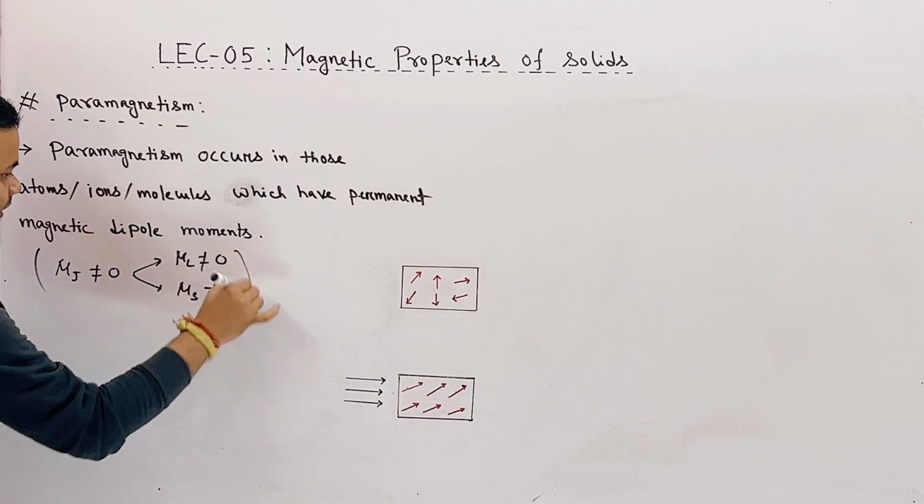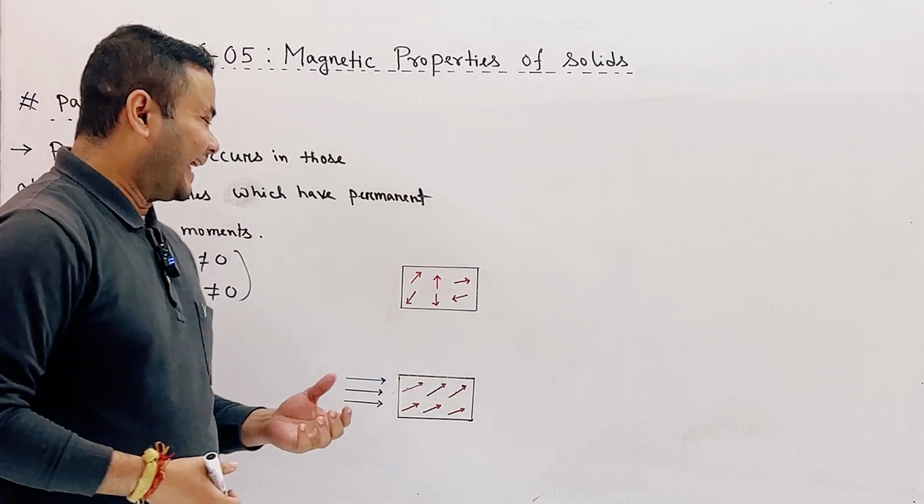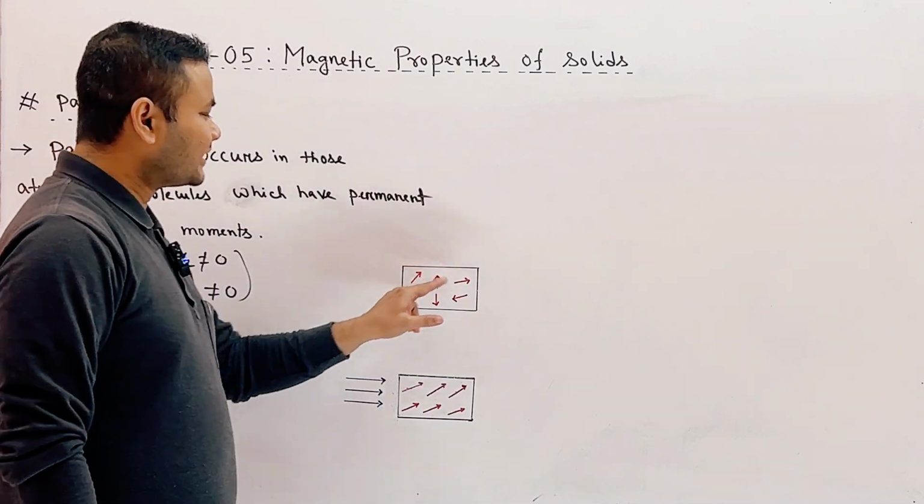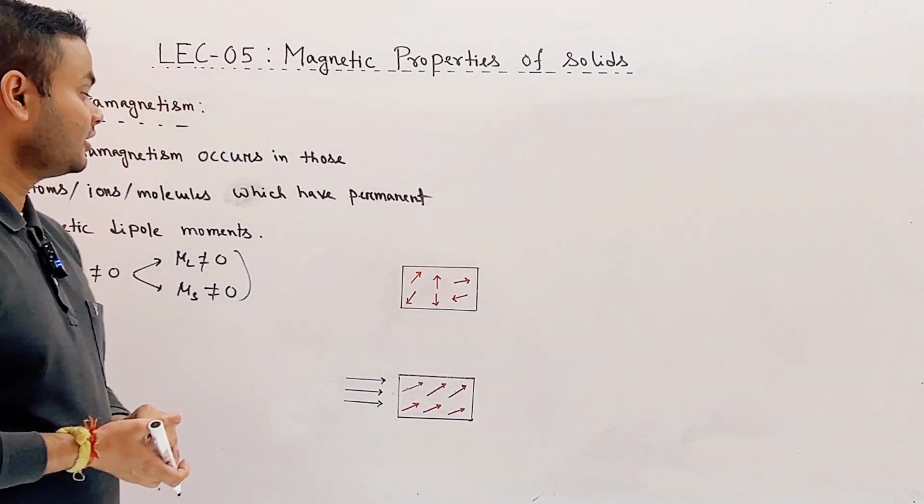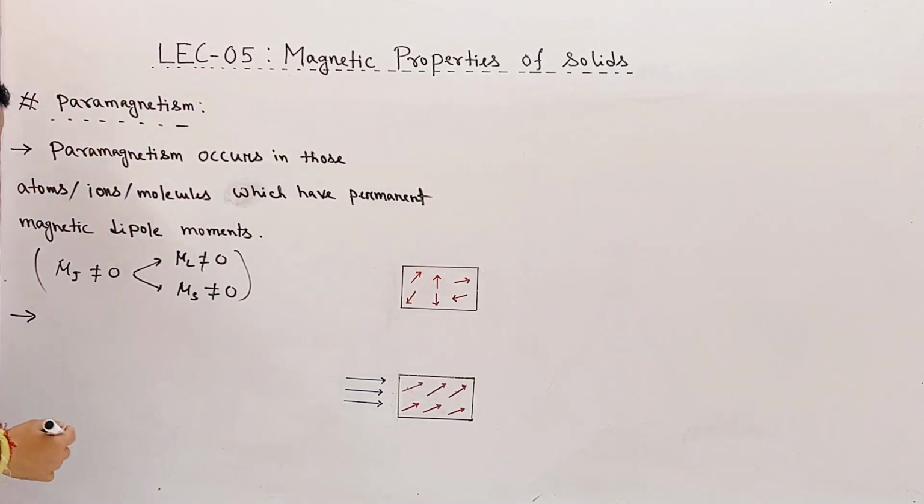Point number 2. In absence of any external magnetic field, all these magnetic dipoles will be randomly oriented. As a result, no net magnetization will be produced.